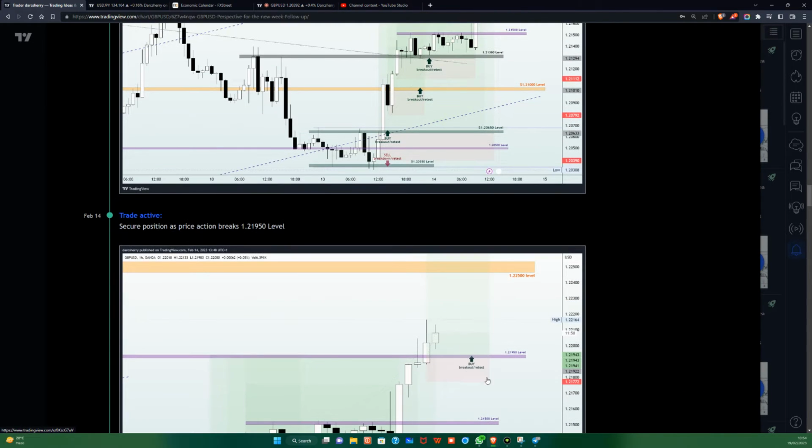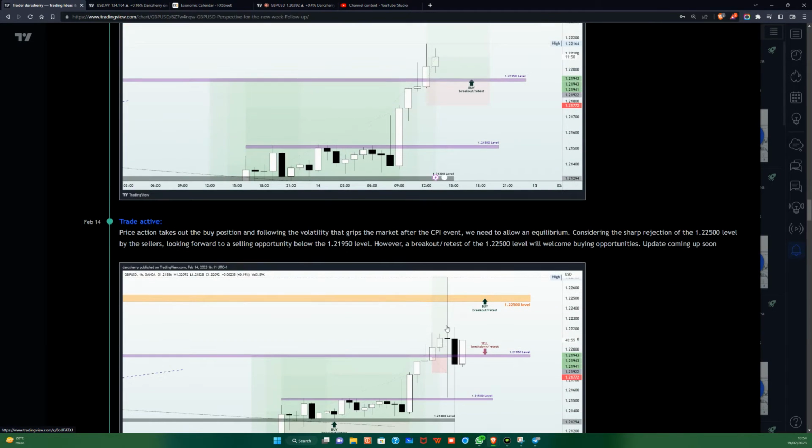Then we also had another breakout of the 1.21950 level, and we were hoping that price might get to as far as the 1.22500. However, we saw a sharp rejection of the 1.22500, and then we were taken out of our position. The volatility you see here was a result of the CPI event on the 14th, which took us out of the buy position with some significant profits anyway.